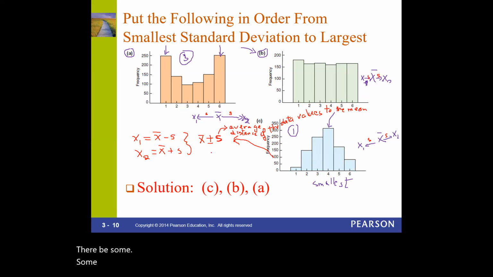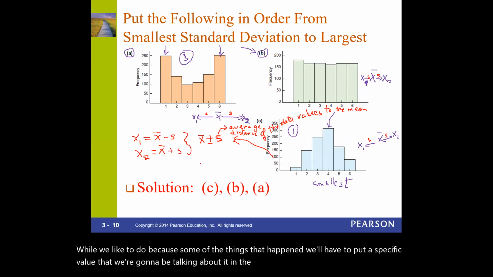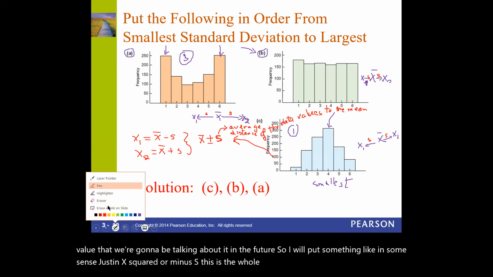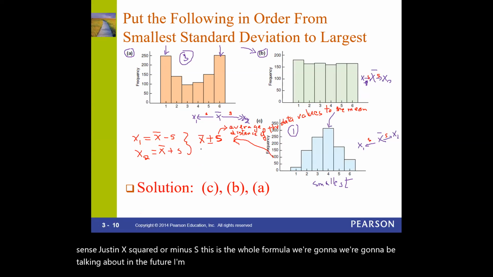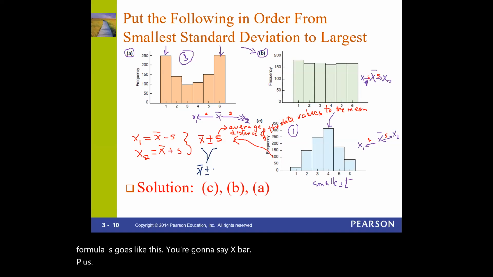There will be some nuance, because what I just gave you is just a general formula. Because of some of the things that happen, we'll have to put in a specific value. We're going to be talking about it in the future. Instead of just saying x equals x bar plus or minus s, this is the whole formula. I'm going to write it down for you right now. In fact, the right formula goes like this: x bar plus or minus z, which is a constant value, times s.